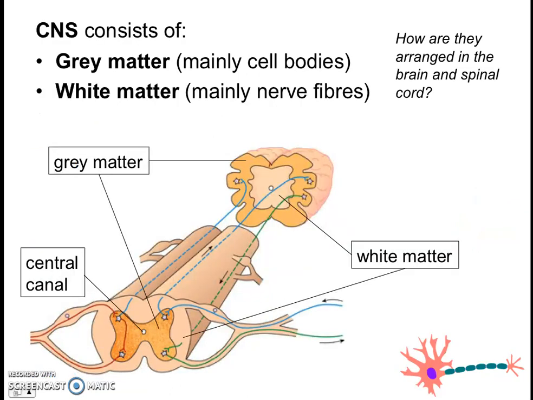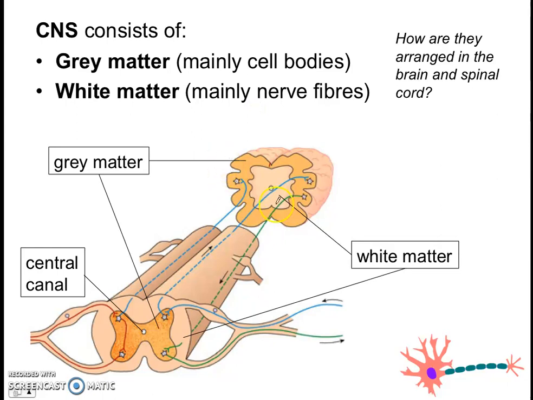Now, if you took a brain or spinal cord and you cut it as a cross-section, you will see parts that look white and parts that look gray. So naturally, people named one the gray matter and the other one the white matter. The reason why gray matter is gray is because it's made up mainly of cell bodies. And the reason why white matter is white is because it's made out mostly of nerve fibers.